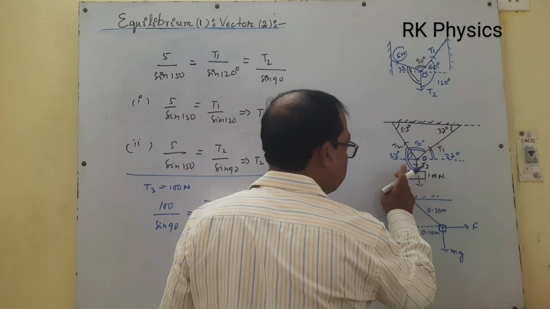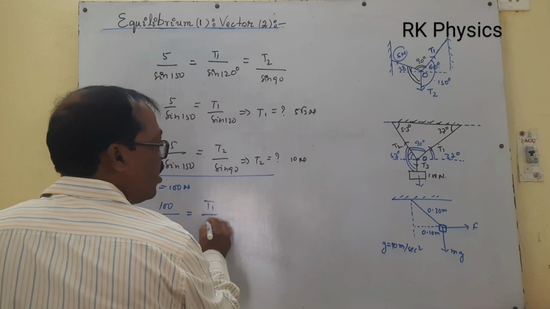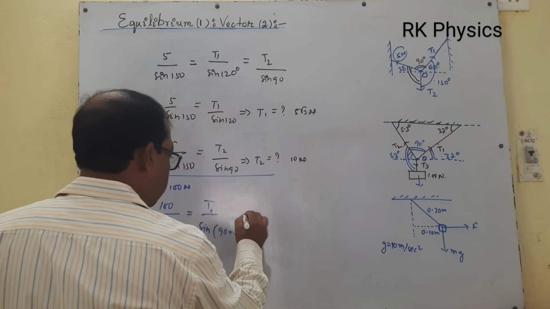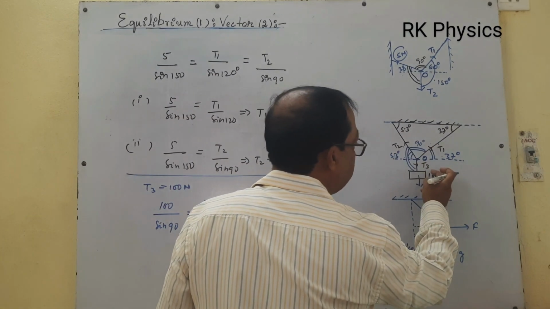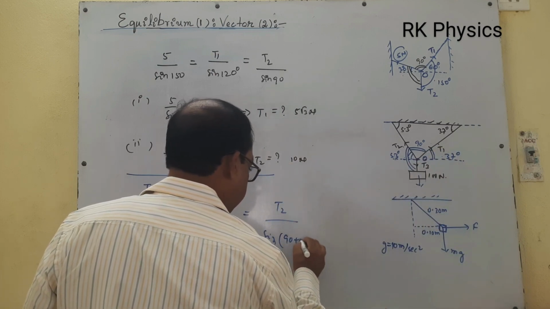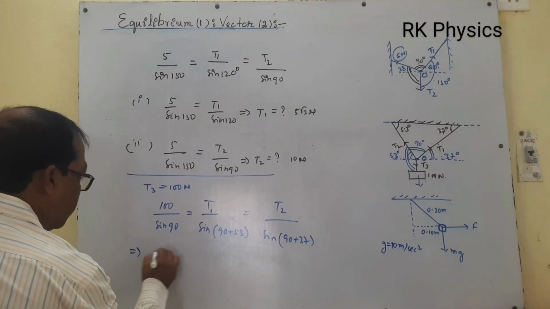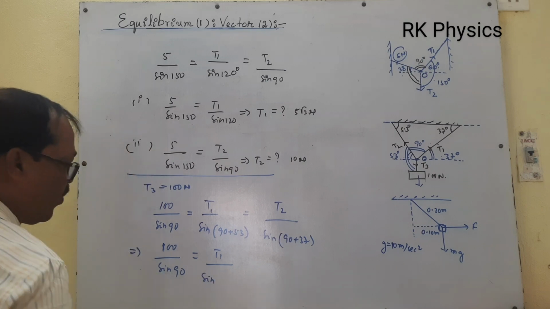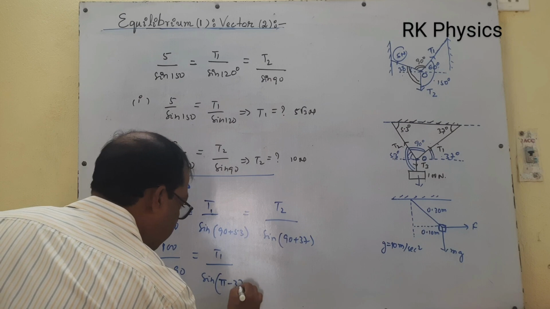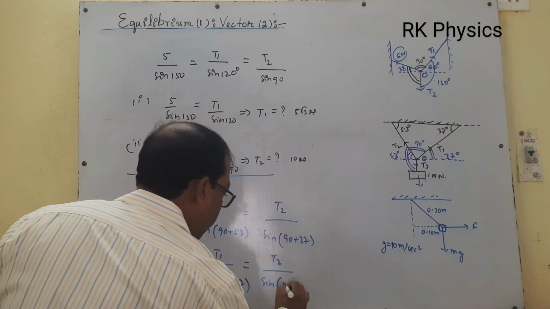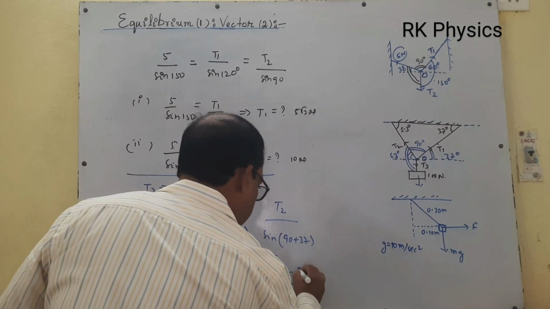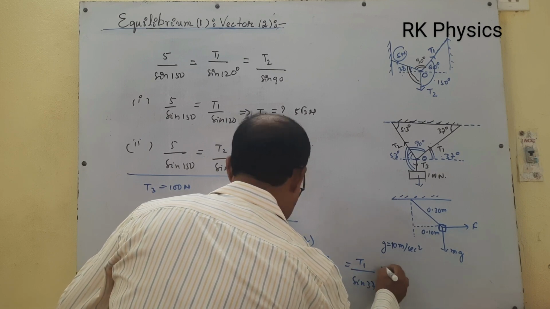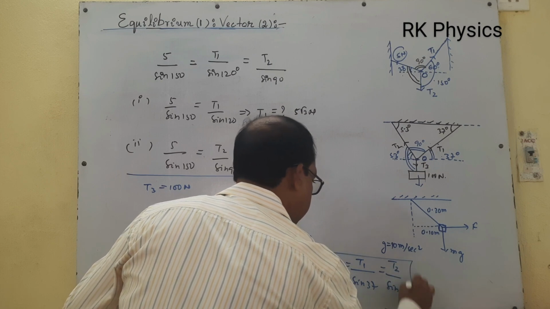T1 divided by the total angle, sine of 90 plus 53. I am writing 90 plus 53. This T1 equals T2 divided by sine of 90 plus 37. Now you can adjust: 100 divided by sine 90 equals T1 divided by sine of 90 plus 53, which is sine of 180 minus 37, and T2 divided by sine of 180 minus 53. So 100 divided by sine 90 equals T1 divided by sine 37 equals T2 divided by sine 53.